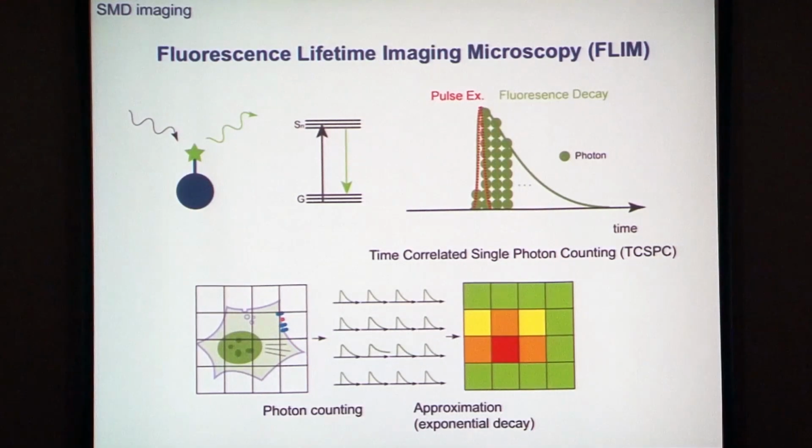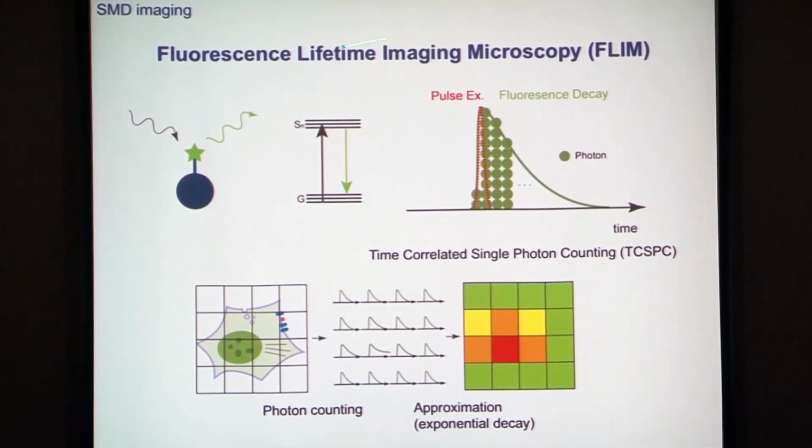FLIM is also another SMD imaging technique. This is a pretty simple cartoon for fluorescence. When you excite the fluorophore with a certain energy, such as light, the fluorescent molecule goes up to the excited state, and then gradually relaxes to the ground state. When you use a pulse laser, only a fraction of the fluorophore is excited, and then when you stop exciting, some of the molecules relax to the ground state by emitting a photon. When you record this photon decay as a function of time, we can draw the fluorescence decay curve. This is called time-correlated single photon counting, TCSPC. This is one of the most accurate fluorescence lifetime detection approaches.